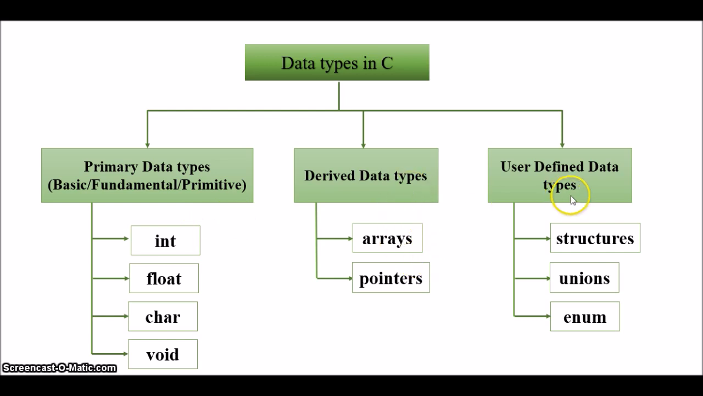Again, we have derived data types and user-defined data types like arrays, pointers, structures, union, and enum. What we mean by derived data types is data types derived from the basic data types. Here we are not going to create any new data type, instead adding some additional functionality to the basic data types and using it in our program. So such data types are called derived data types. So this was all about the data types in C, its classification and some related information.